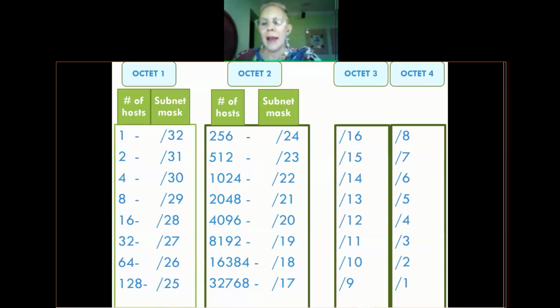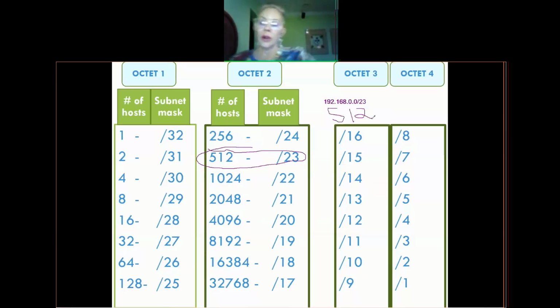So if I had a network address that was 192.168.0.0/23, what I could tell is I could just look at this chart over here, and this chart will tell me how many total addresses are available with a /23. So in this case, it would be 512, okay?